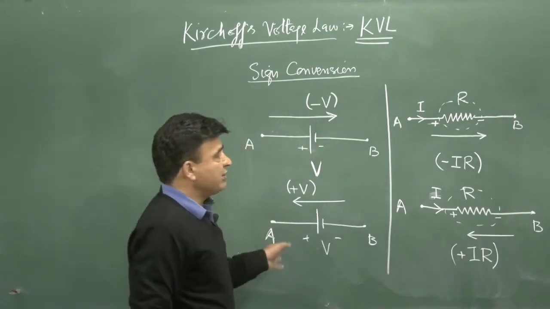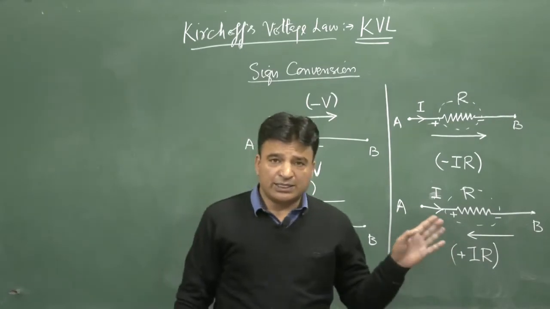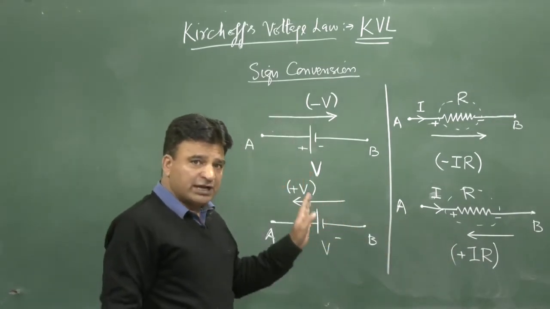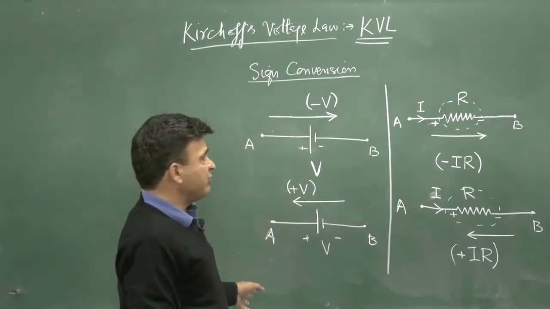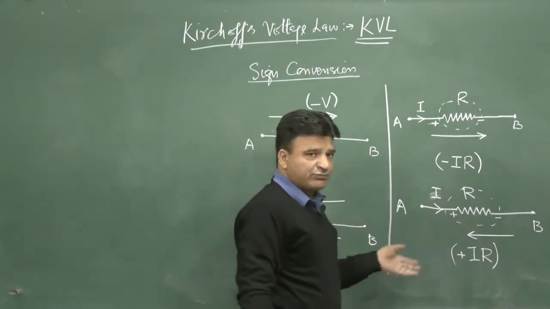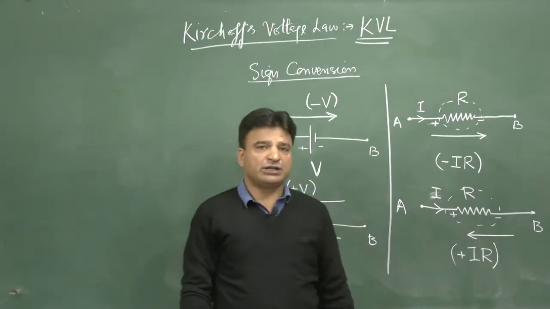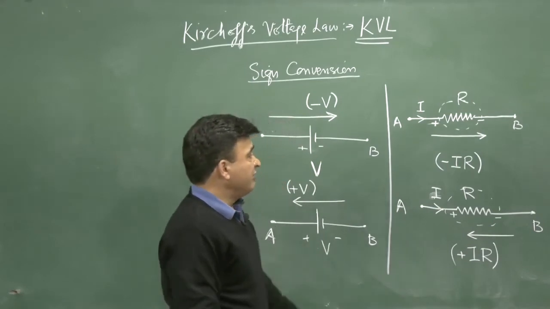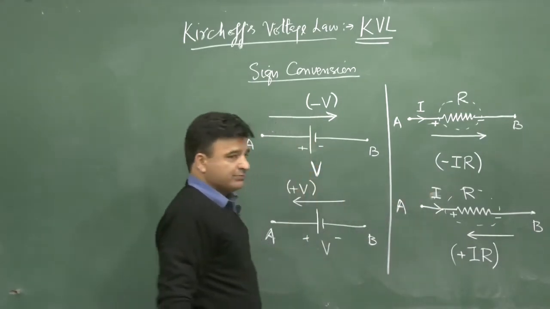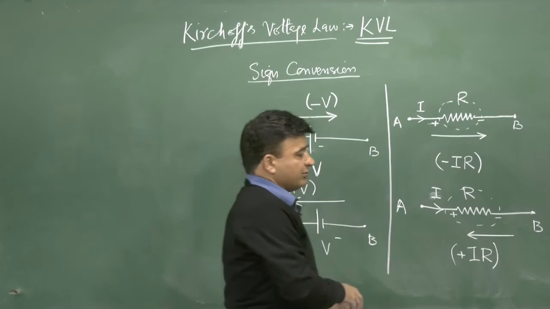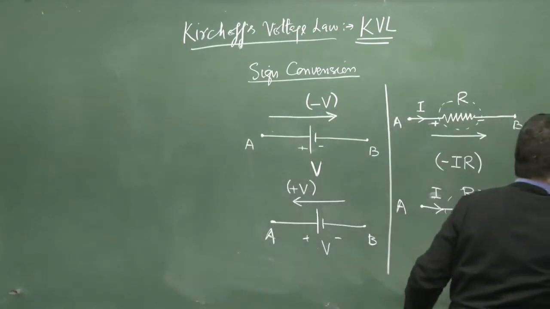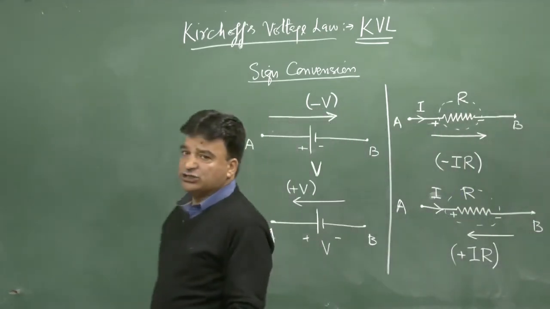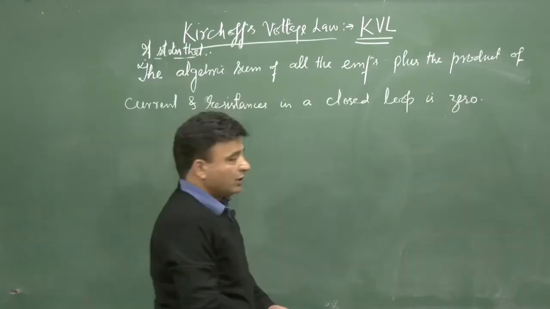That means while moving from high potential to low potential, there is a voltage drop that will be taken as negative, and when we are moving from low to high potential, there is an increase in voltage, and we take that much voltage as positive, whether it is IR or V. Okay. Now, let us use the same sign convention in order to explain Kirchhoff's voltage law.